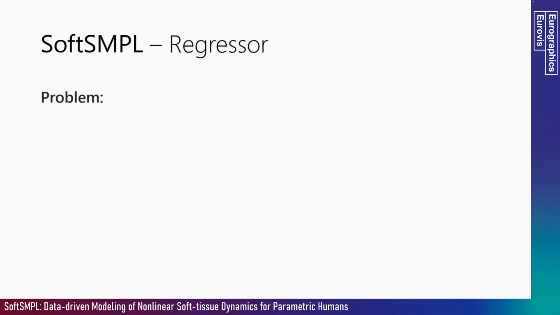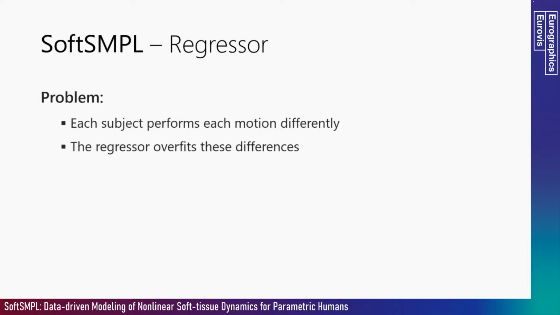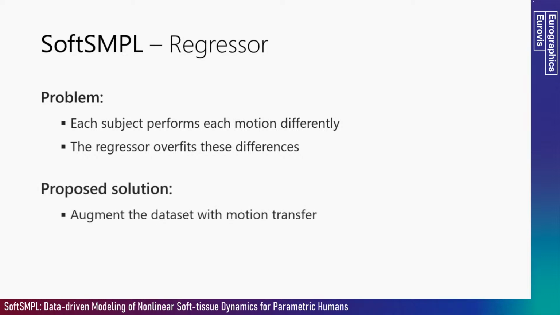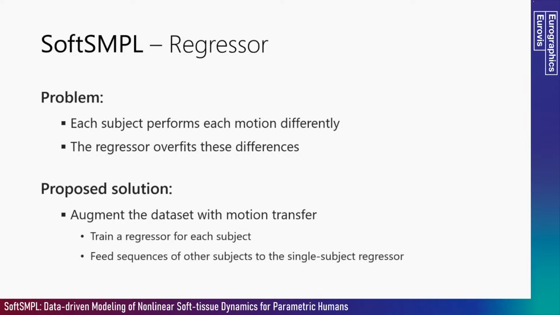This overfitting happens because of the previously mentioned dynamic entanglement. Each subject performs each motion differently, and the regressor takes advantage of these differences to account for things that should only depend on the shape coefficient. The solution we propose to avoid this problem consists in augmenting the dataset with motion transfer. To do so, first we train a regressor per subject. Since this regressor is only trained on data for a particular body shape, it can be used to predict how any motion will look on that body. That means that we can feed sequences of other subjects to the single subject regressor and generate synthetic data that can then be used to train a multi-person regressor.